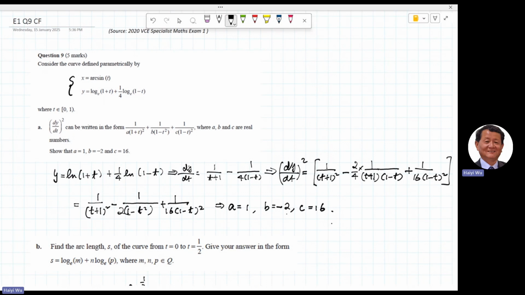First, this is not a double derivative, so make sure you don't misunderstand this question. This here is the first derivative, the derivative of y with respect to t, then squared. So we want to make sure we understand that's a derivative squared.